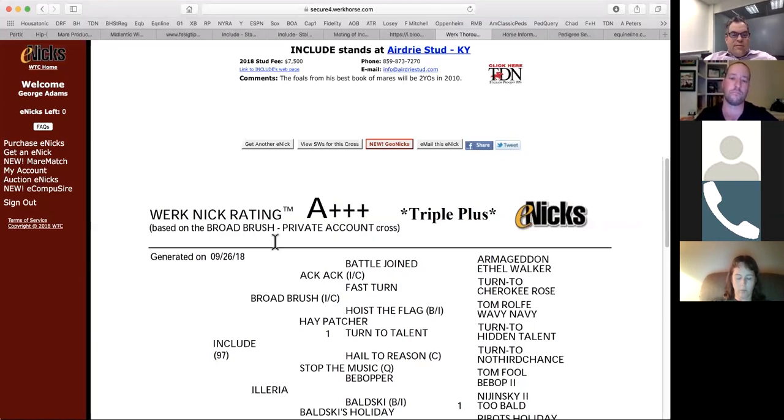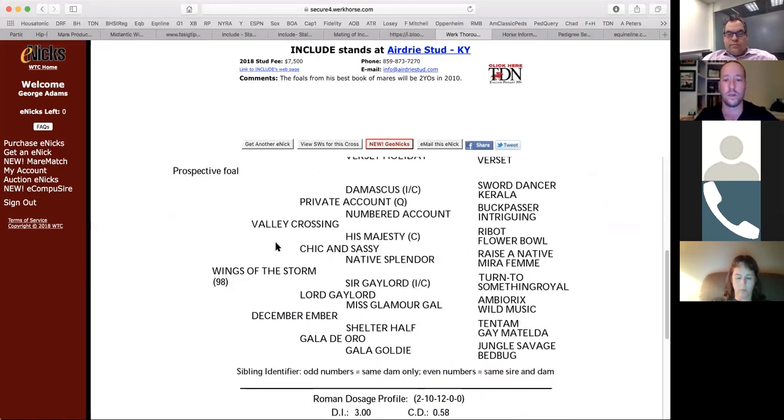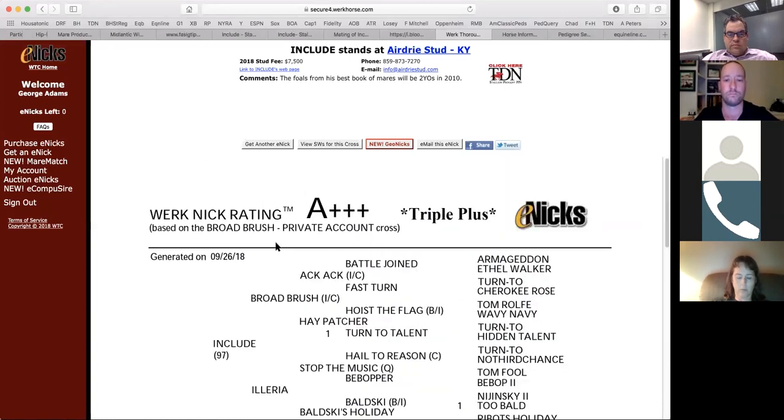So again, same pedigree, same facts, statistics that they're working with. They've come to slightly different conclusions based on it. I've had this up all day, so it won't let me pull up the stakes winners right now because it's logged me out. But Broad Brush with Private Account, there's a couple other graded winners on that cross. Going back beyond Include, how relevant those are.